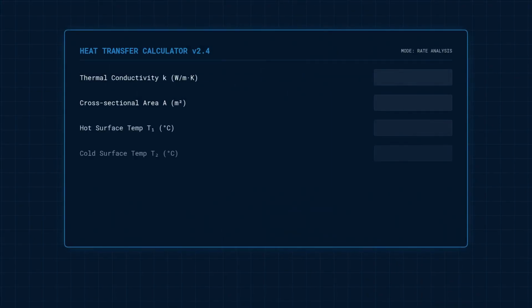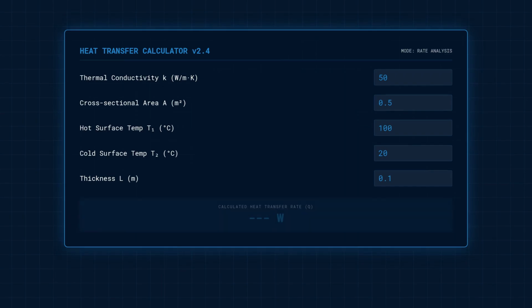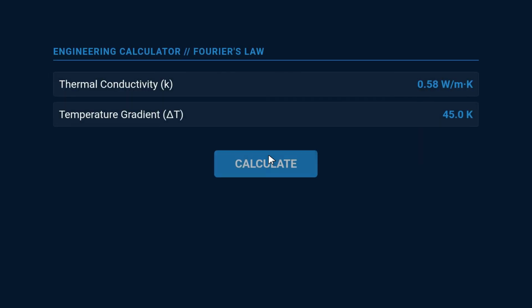Let's work through an example. With the Calculate Heat Transfer Rate mode selected, I'll enter the thermal conductivity, cross-sectional area, both surface temperatures, and thickness values. After clicking the Calculate button, the calculator determines the heat transfer rate through the material based on Fourier's law.